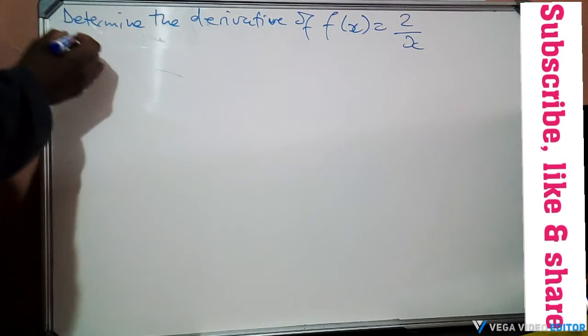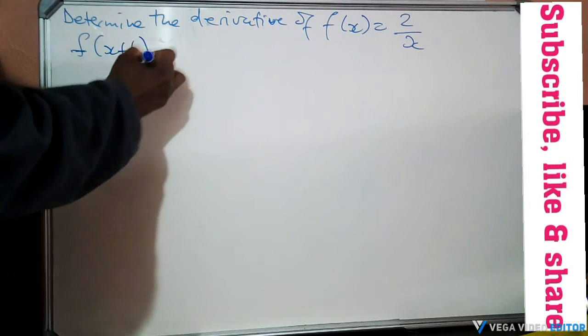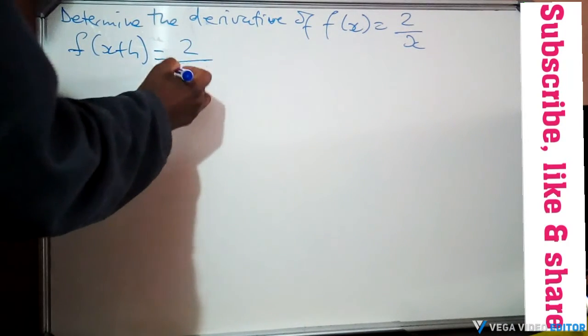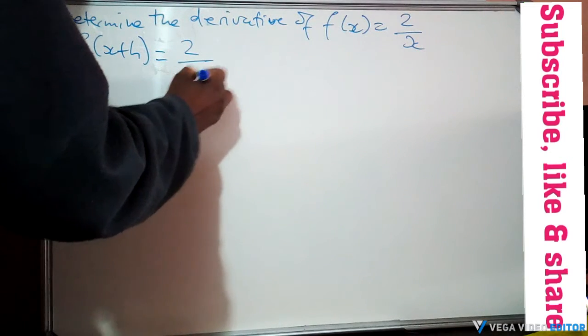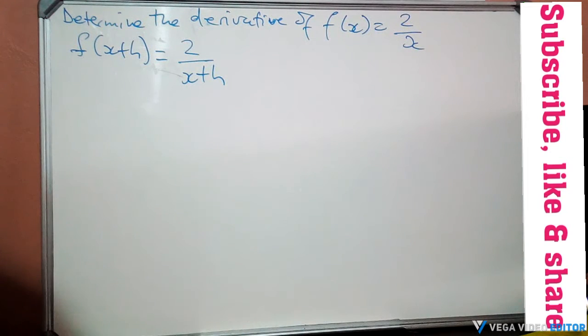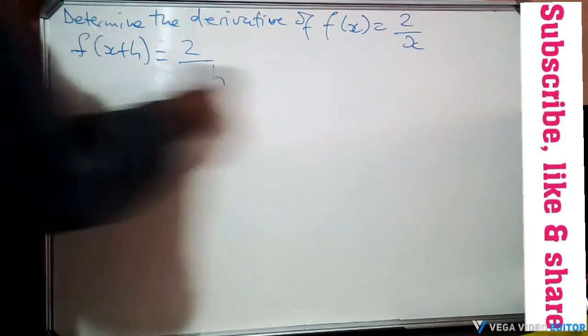First and foremost, as we said, we're going to find f of x plus h, which will give us 2 over x plus h. That is what it gives us, 2 over h plus x. And then our next step is to substitute this into our function. All right, let us substitute it into our function.